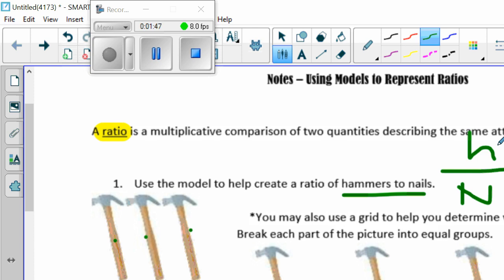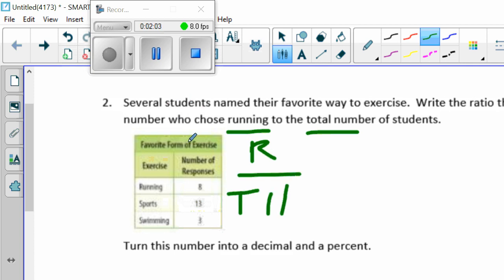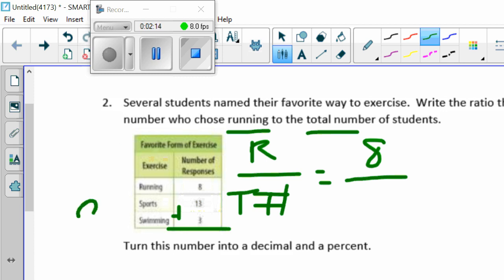So let's look at number 2. Number 2 says several students named their favorite way to exercise. Write the ratio that compares the number who chose running to the total number. So we're going to want running over total number. If I look at my chart, I see that running is 8. I'm not given a total, but I can add them up to find it. When I add them all up, I'm going to get 24.